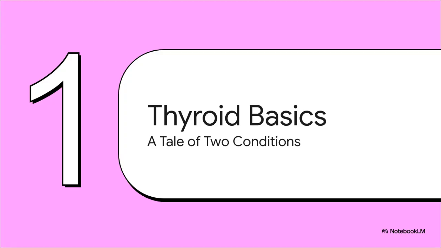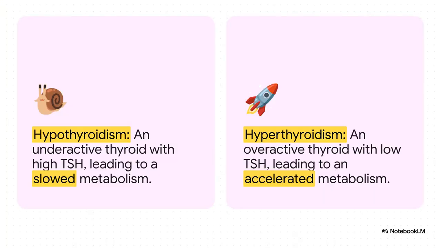First things first, let's get the foundation right. At its heart, thyroid dysfunction is really a tale of two conditions. You've either got too little hormone or you've got way too much. Getting this core difference down is the key to, well, everything else we're going to talk about. And this slide just lays it out perfectly.